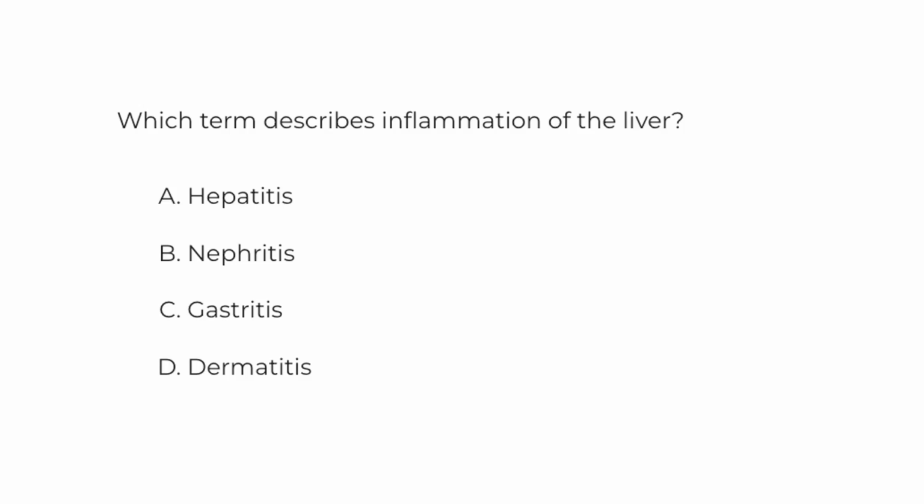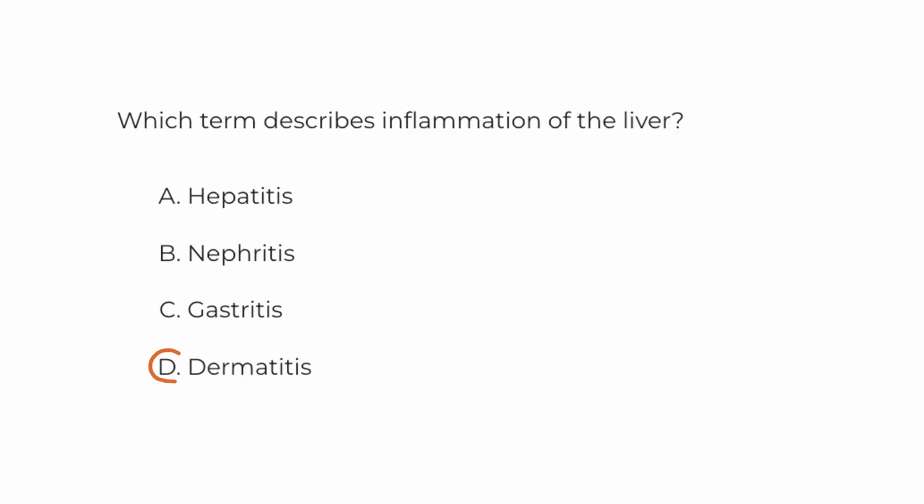So this question asks, which term describes inflammation of the liver? And we have 4 different answer options. We have A, hepatitis, B, nephritis, C, gastritis, and D, dermatitis. Each of these terms does describe inflammation, but of a different organ. So we're concerned with which term describes inflammation of the liver specifically.